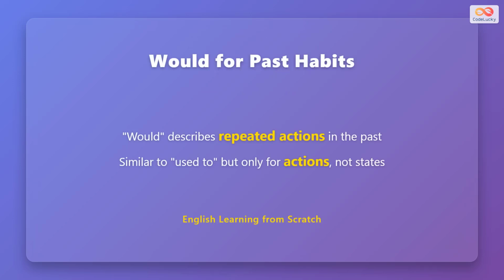Would describes repeated actions from the past. Think of things you did again and again when you were younger. Would works only for actions, not for situations or feelings. When I was a child, I would play outside every day. This shows a repeated past action.